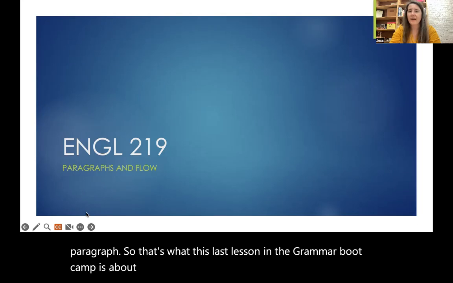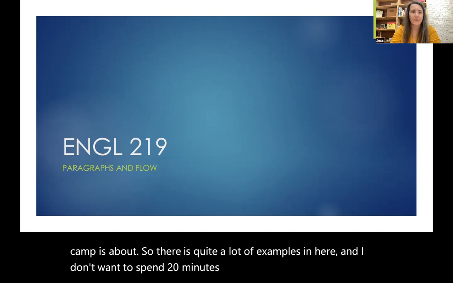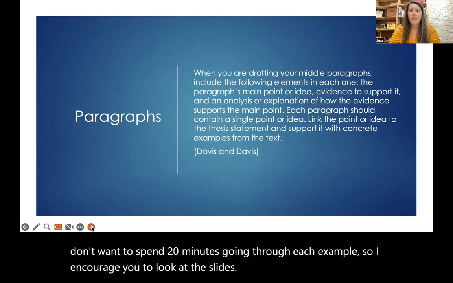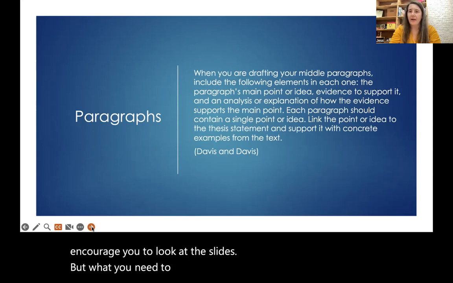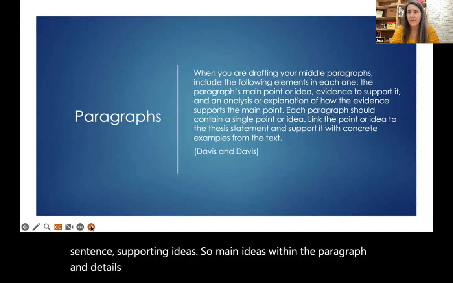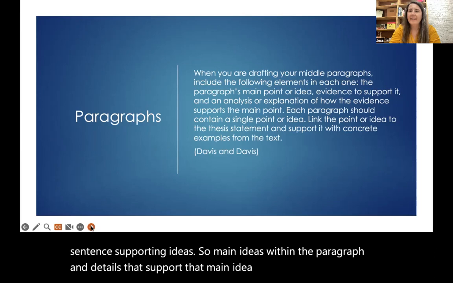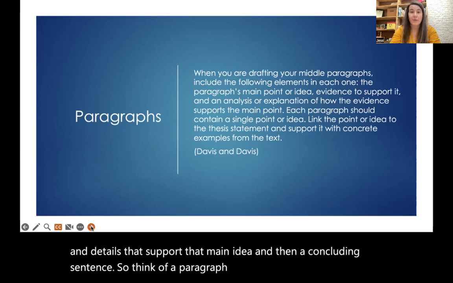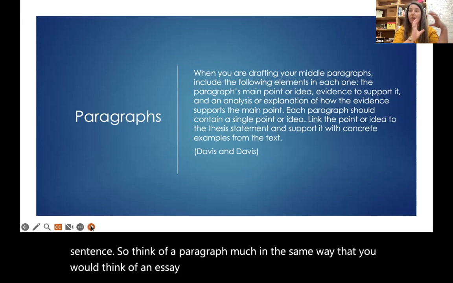So there's quite a lot of examples in here, and I don't want to spend 20 minutes going through each example. So I encourage you to look at the slides. But what you need to have in a paragraph, essentially, is a topic sentence, supporting ideas, so main ideas within the paragraph and details that support that main idea, and then a concluding sentence. So think of a paragraph much in the same way that you would think of an essay, but you're only focusing on one main idea.